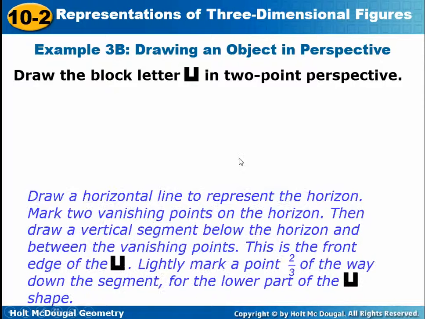And that's it. Now, two-point perspective. This is a lot trickier. I'm not an artist and I'm not good at this, but here are the steps that you can go through if you want to try this or if you are artistic and want to give it a shot. So there's the horizon line. Here's the edge of the U. It's about two-thirds of the way down the segment.